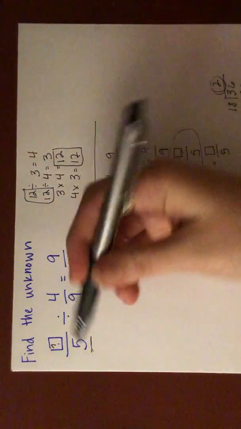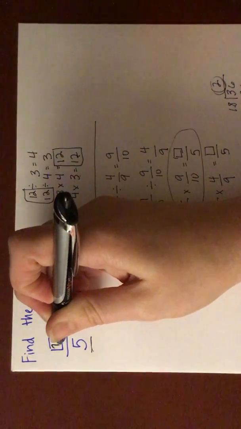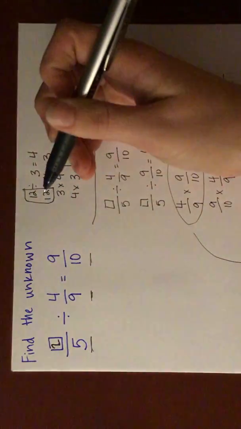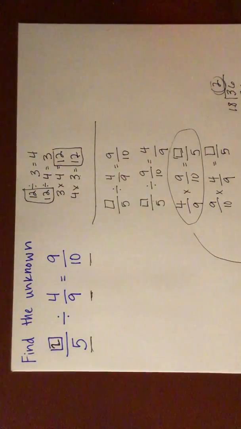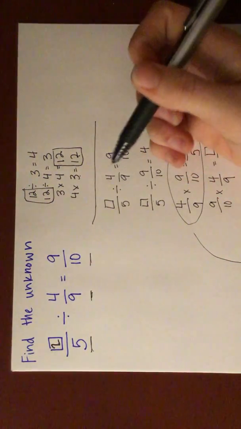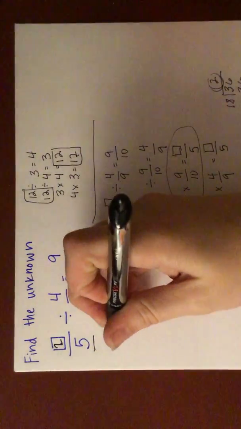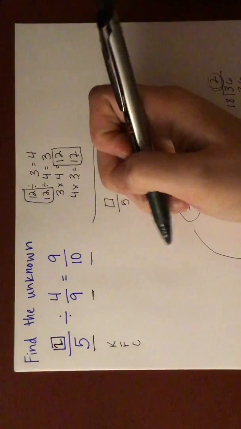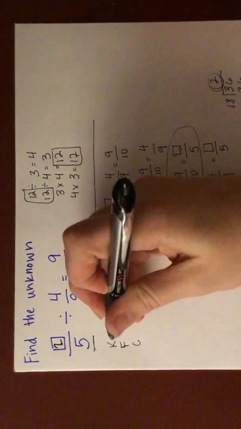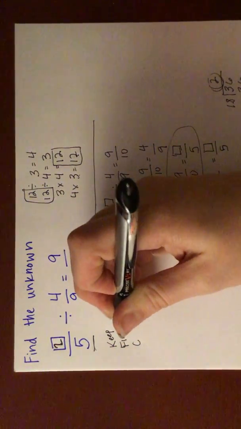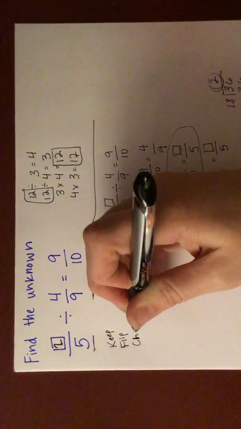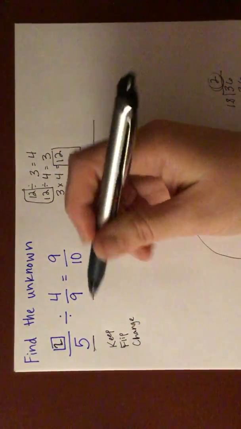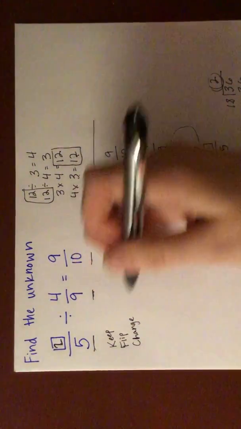I'm going to go back, though, and check my work. So I'm thinking that the answer up here is actually going to be 2. So I'm going to change that question mark to a 2. Now, I could check my work using my KFC model. And no, we're not talking Kentucky Fried Chicken. We're talking keep, flip, change, right? So I'm going to check my work using this model.